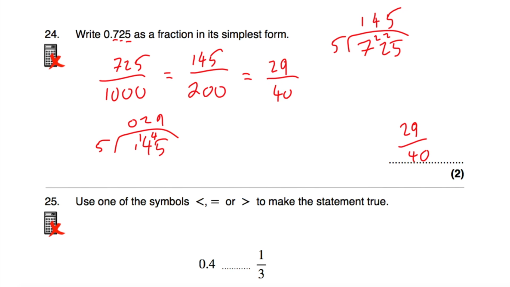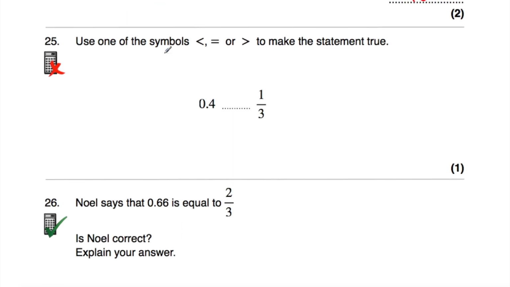Okay, next, question number 25. We've been asked to use one of the symbols, less than, equals, or greater than, to make this statement true. So here we've got 0.4 and here we've got a third. Now a third, you should remember from earlier, is 0.3333 and so on.